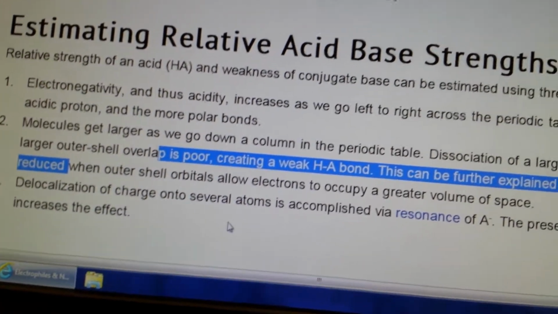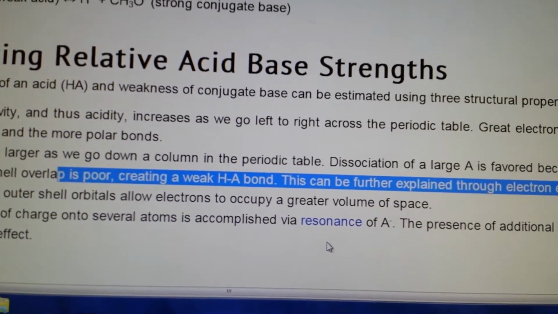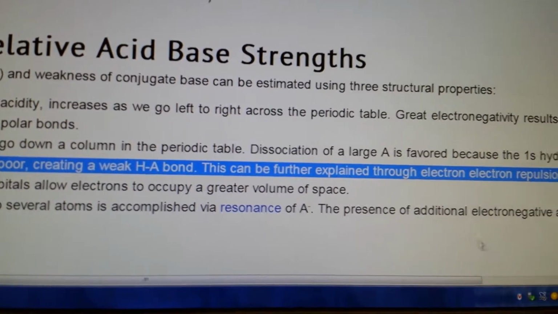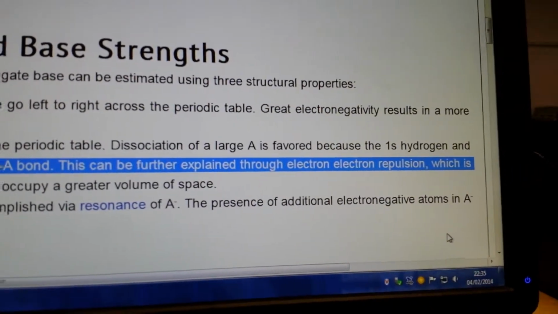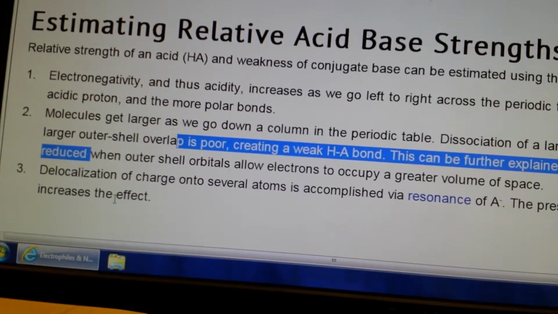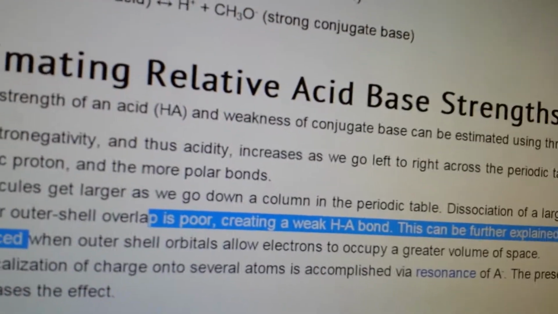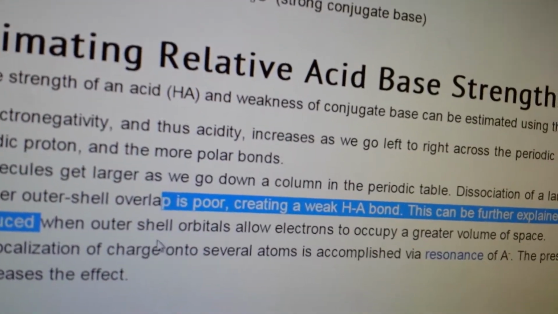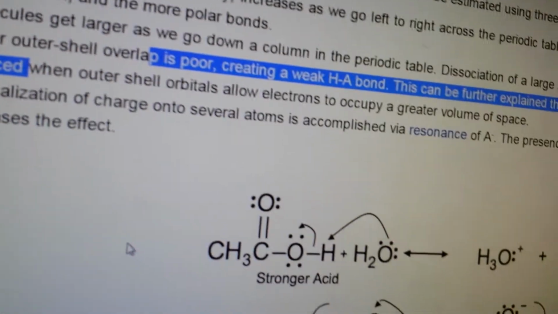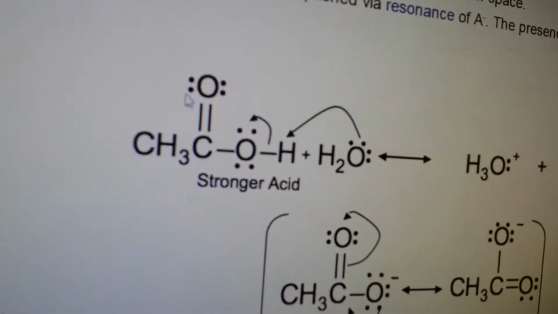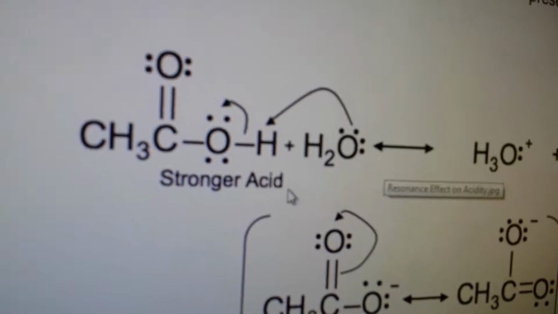Delocalization of a charge over several atoms is accomplished by resonance. The presence of additional electronegative atoms in A- increases the effect. If there is more delocalization, the acid will be more acidic. So now we look at an example of a strong acid.